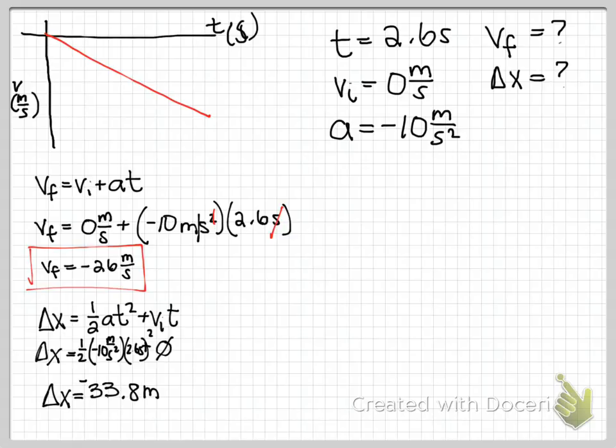The question doesn't ask his displacement necessarily, it asks how far he falls. So how far is a distance, and so technically speaking that should be a positive 33.8 meters because distance can't be negative. But I would accept either one of these answers. And there we go.